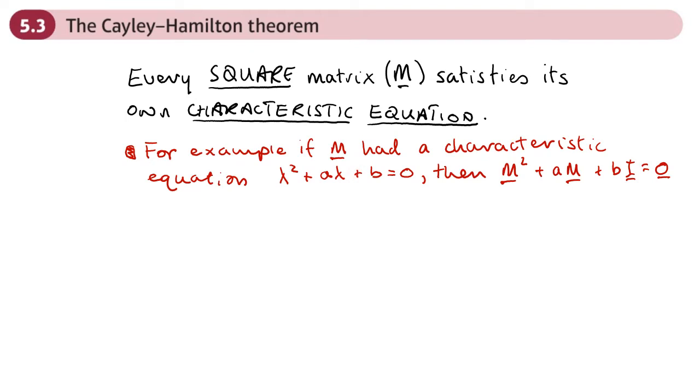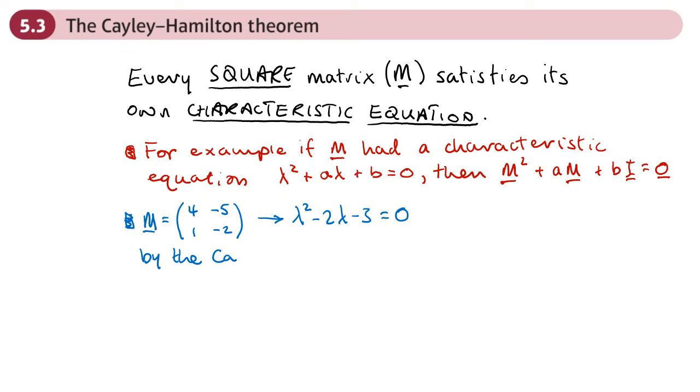So here's an example. I know that this matrix, I'll call it matrix M, 4, -5, 1, -2, has this characteristic equation: lambda squared minus 2 lambda minus 3 equals 0. You can check it for yourself, but this is one that we've worked out in a previous example. Now, what does that mean? Well, by the Cayley Hamilton theorem, if we're going to use this relationship, then we should say that this is by the Cayley Hamilton theorem.